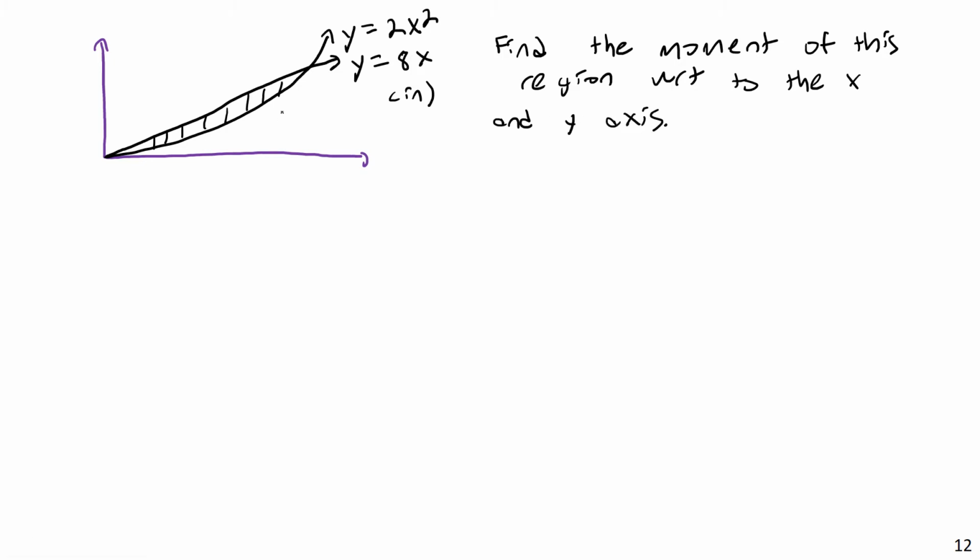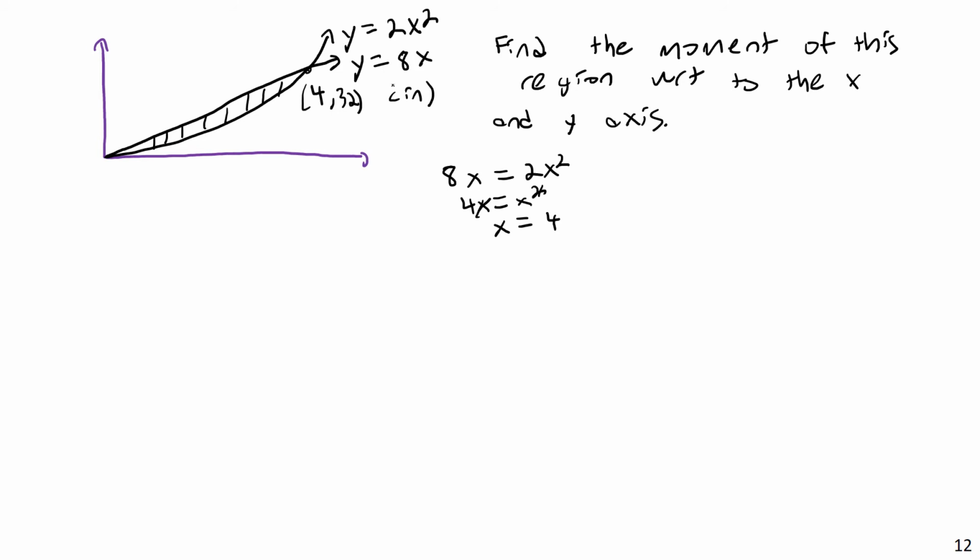So let's see here. First I would want to find where these intersect, and that would be just 8x equals 2x squared. And so then, if I divide both sides by 2, I get 4x equals x squared. And then finally x just equals 4. So this would be at 4, 32. But we won't actually need to use the 32 because I'm going to do all of this in terms of x if possible.